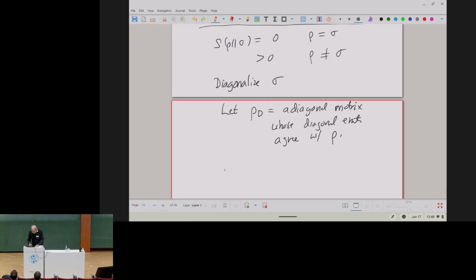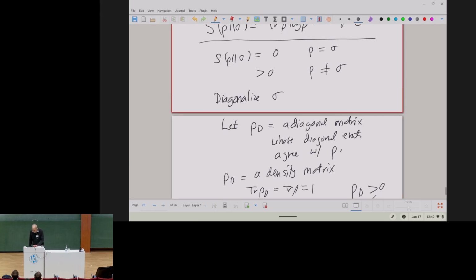Now, rho d is a density matrix. Because first of all, the trace of rho d is the trace of rho, so it's 1, because rho d has the same diagonal matrix elements as rho. And secondly, rho was positive, but a positive matrix has positive diagonal elements. And therefore, rho d has positive diagonal elements, and therefore it's positive. Positive means non-negative. Some diagonal elements might be 0.